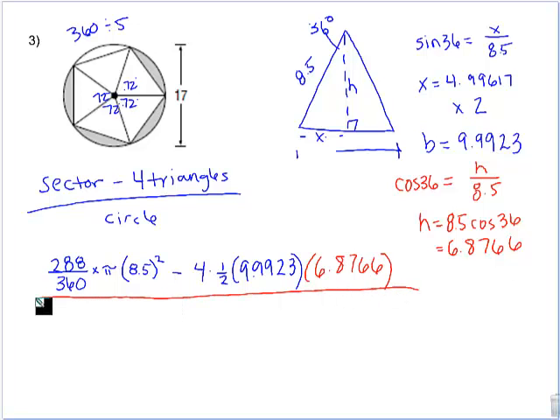All over, pi times 8.5 squared. Do not forget your parentheses around everything. And let's figure out what this is.